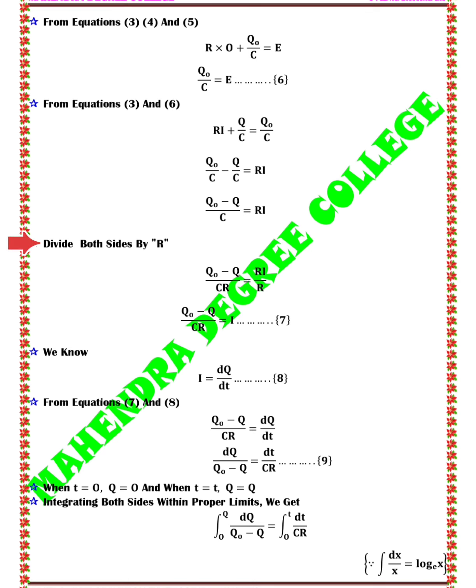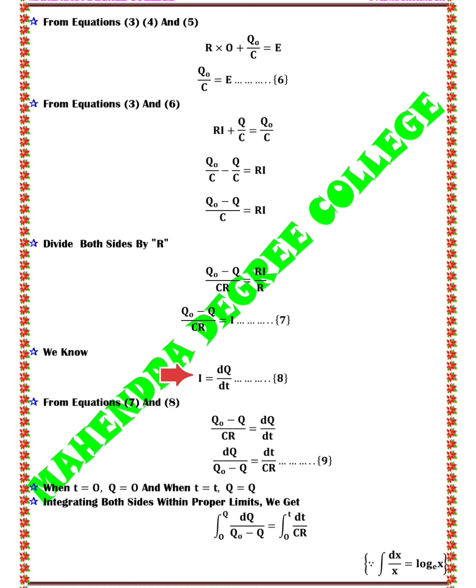Divide both sides by R. We get Q naught minus Q by CR equals Ri by R, where R and R cancel on the right hand side. We get Q naught minus Q by CR equals I. This is equation number 7.